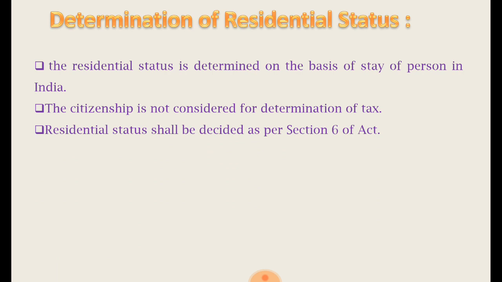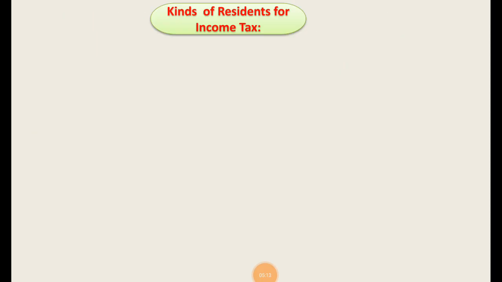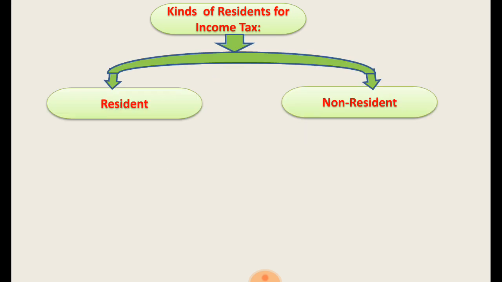So let us see the provisions relating to the determination of residential status under section 6. Firstly, before that we must see what the kinds of residential status are. There are two kinds of residential status. One is resident of India and second is non-resident of India. Then we must see who is called a resident and when a person is called a non-resident.